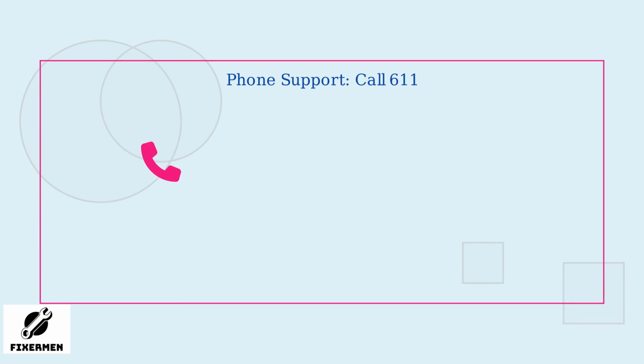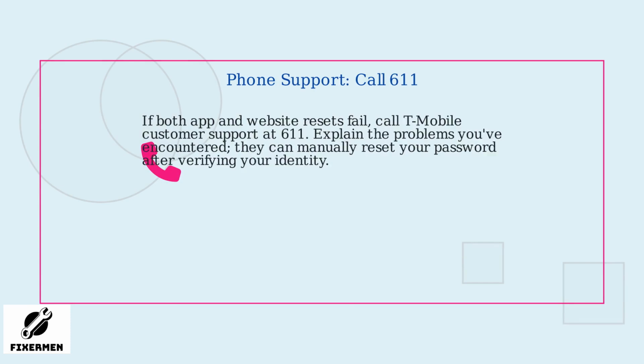If both app and website resets fail, call T-Mobile customer support at 611. Explain the problems you've encountered. They can manually reset your password after verifying your identity.